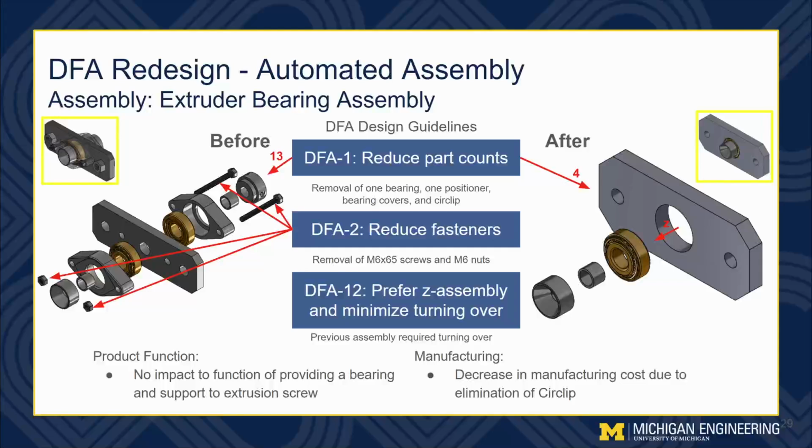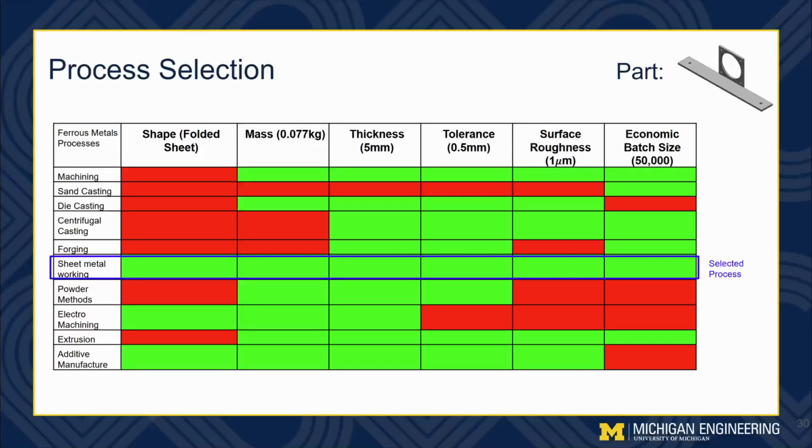For our first DFM part, our process selection is with this motor assembly and motor positioner mount. Here we can see that due to the thickness of this piece, sheet metal working is actually the best process to select for this.